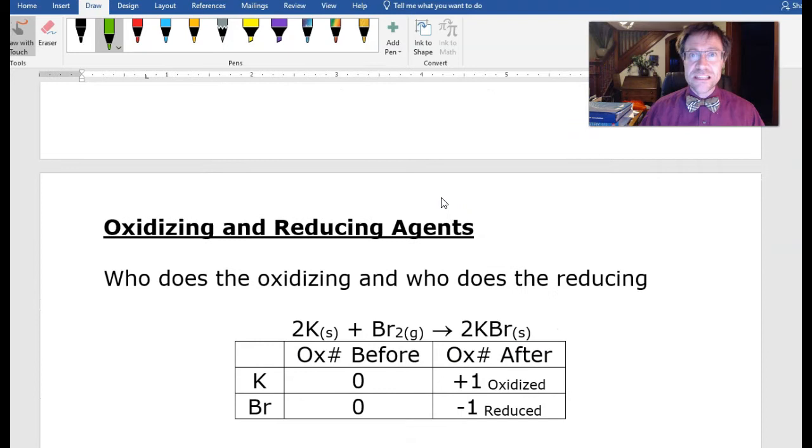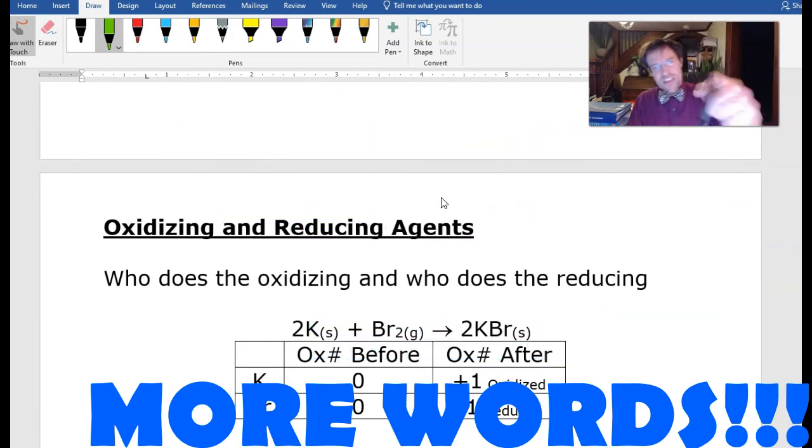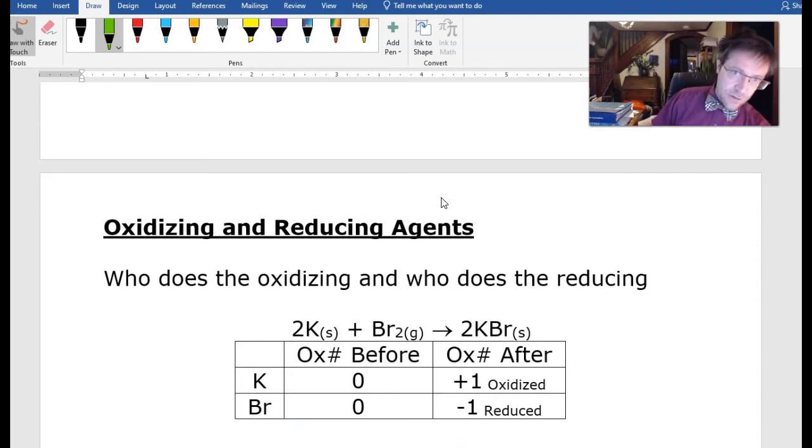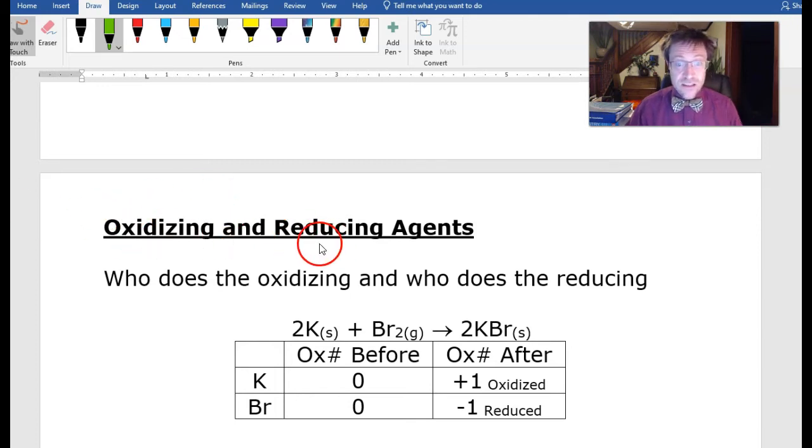Easy peasy, lemon squeezy. So, that being said, when there is a redox reaction and we know that there's a redox reaction, one of the things we need to be able to do is tell who is doing the oxidizing, who is doing the reducing, who's doing what here. Well, that's where oxidizing and reducing agents come in. Here is what that means.